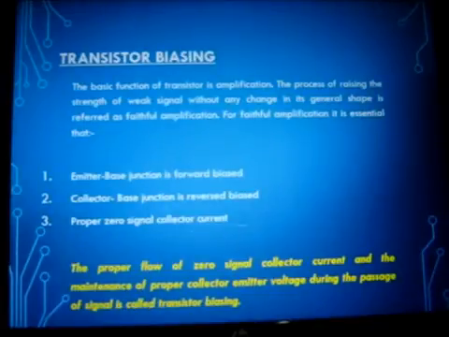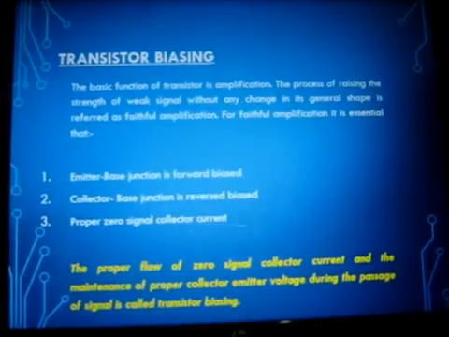What is meant by transistor biasing? The basic function of a transistor is amplification. As you all know, the process of raising the strength of a weak signal into a strong signal is known as faithful amplification. There are some points to be kept in mind for faithful amplification: the emitter-base junction should be forward biased, the collector-base junction should be reverse biased, and there should be proper zero signal current, that is the collector current.